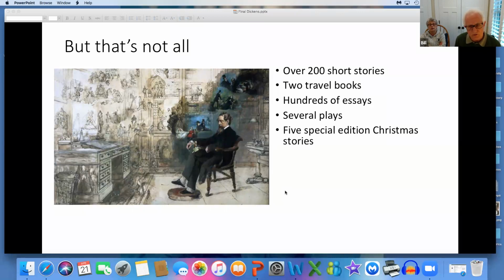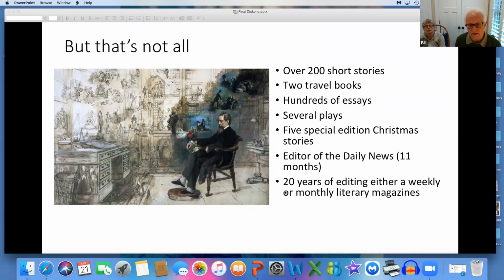And he wasn't that good at it, to be honest. Now, we all know A Christmas Carol, but he wrote 5 Christmas carols. There were 5 editions of his Christmas stories year after year. He tried for almost a year to be the editor of the Daily News, and he was not good at that either. That is not where his talent lay. But he tried out editing a newspaper.